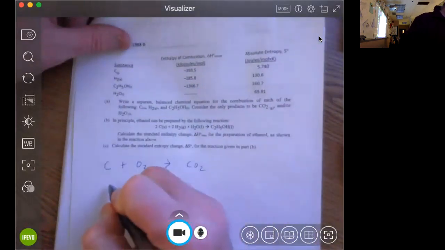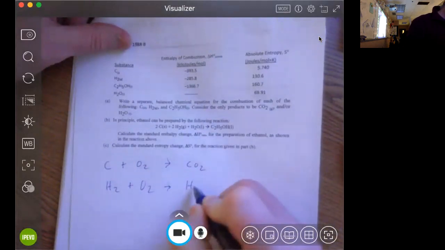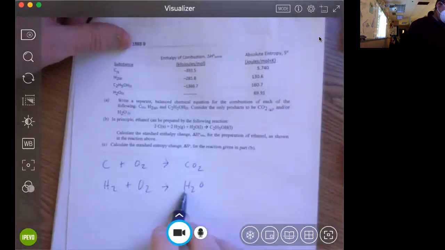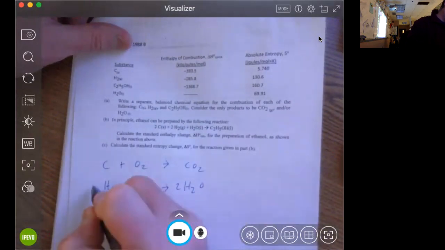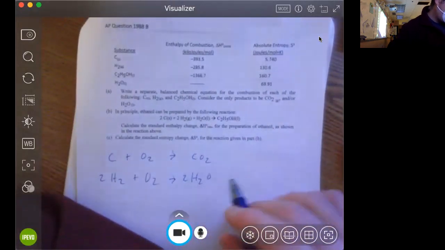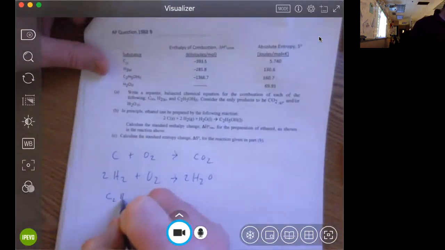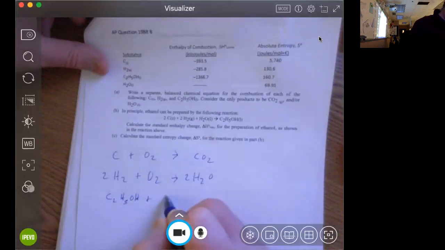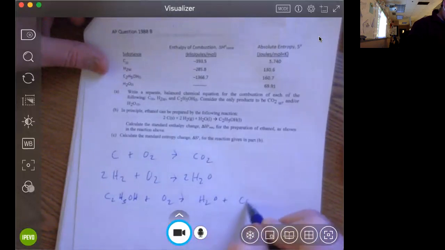If we take H2 plus O2 yields H2O. We do need to balance this. For every 2 moles of H2O, we require 2 moles of H2. And then we need to do C2H5OH plus O2 yields H2O plus carbon dioxide.